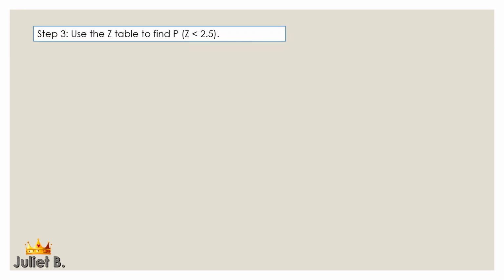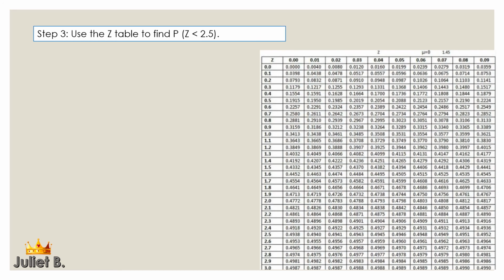So, step 3, use the Z table to find the probability of Z less than 2.5. Ito na. So, ang 2.5 ay 2.5 at saka 0. So, ito siya at saka ito. Recall natin yung paggamit ng Z-table. Intersection lang yan. So, ang area nun, ang probability nun ay 0.4938.